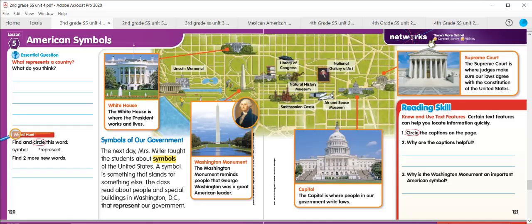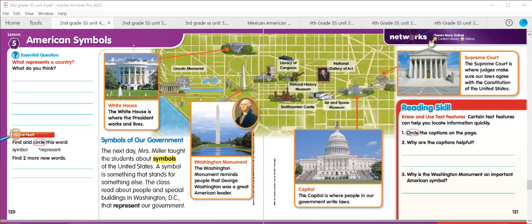Underneath on the word hunt, you're going to find and circle the words symbol and represent, and then you're going to find two more new words, any words that are new to you, and you're going to write them on the line. Once you've completed that, we're going to go ahead and get started with our lesson.